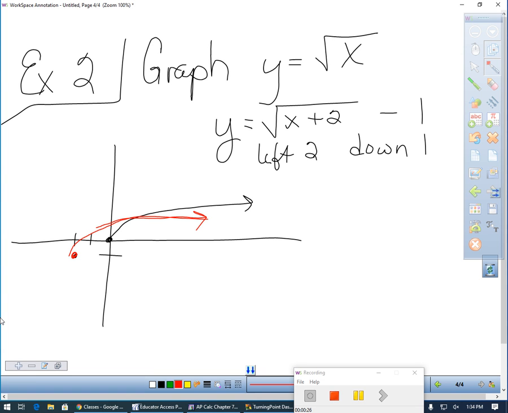That's all I'm looking for today. Okay? Because I want to see that you understand the translation of it. Because that's stuff we have already done and should know very, very well. In order to translate this, we went left 2 and down 1. You have to take this same graph and move it to the left 2? Yes. Okay. All right, so let's try another one.